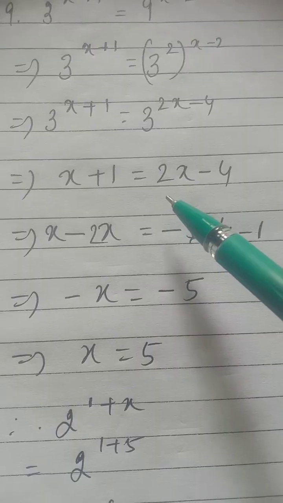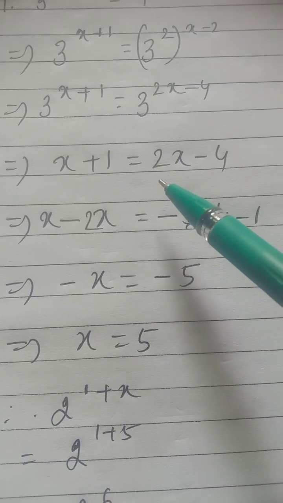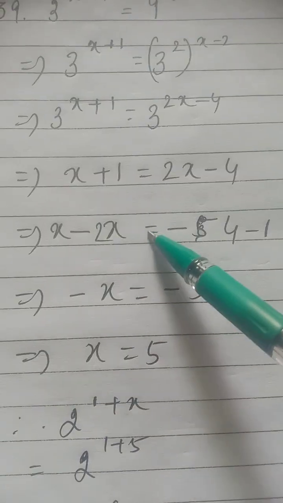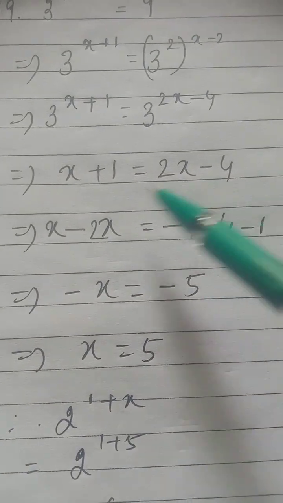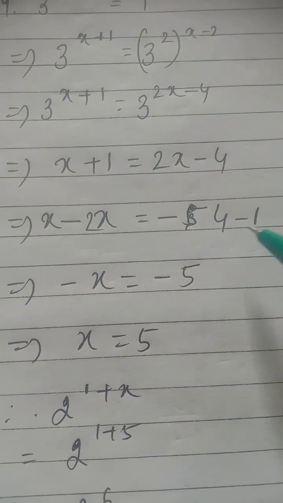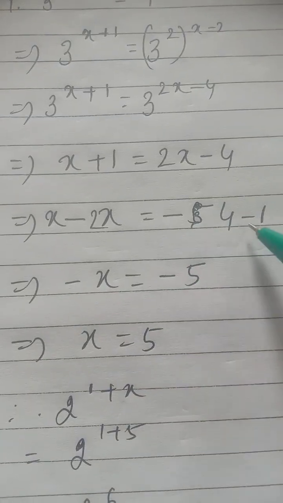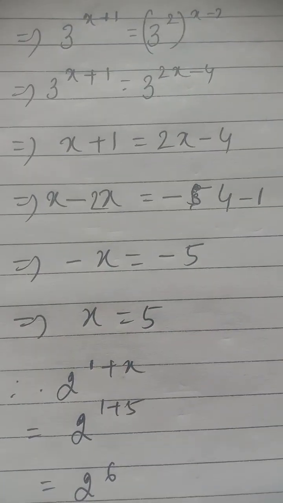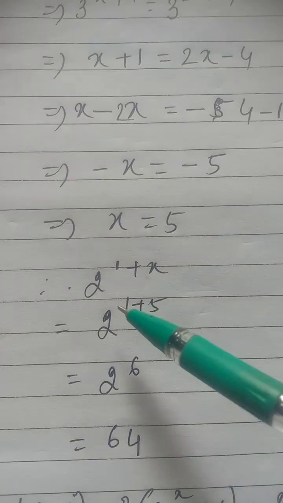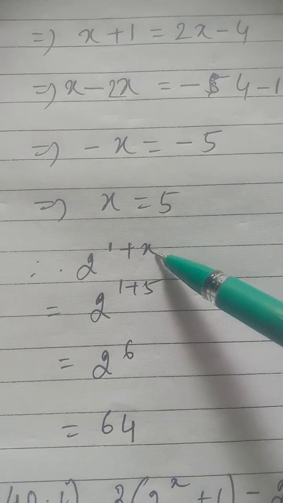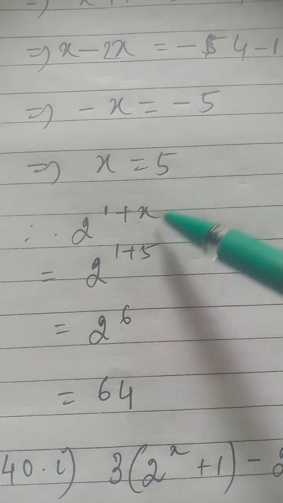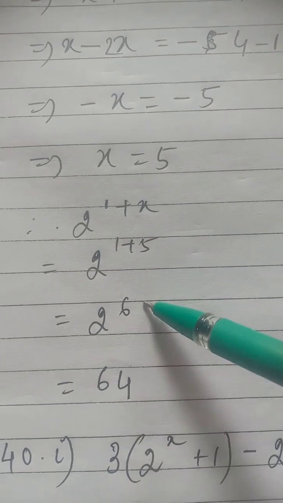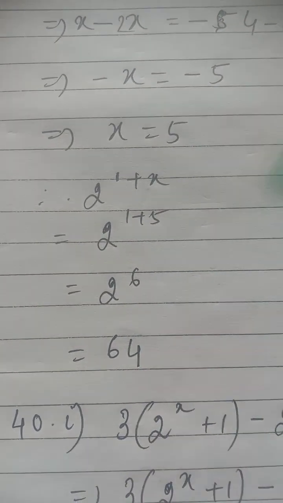Now a simple equation we have to solve. So this implies x minus 2x equals minus 4 minus 1, so minus x equals minus 5. Now the sign will be cancelled, so x equals 5. So therefore, 2 to the power 1 plus x, that means 2 to the power 1 plus x's value is 5. So 2 to the power 6 equals 64.